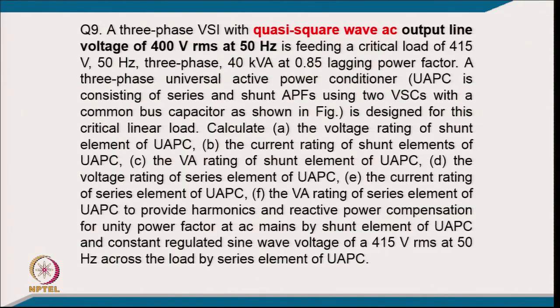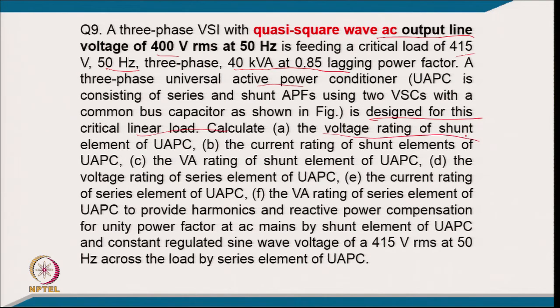So, coming to the ninth numerical problem, a 3-phase voltage source inverter with a Cauchy square wave AC output line voltage of 400 volt RMS at 50 Hz is feeding a critical load of 415 volt, 50 Hz, 3-phase, 40 kVA, 0.85 lagging power factor load. A 3-phase universal active power conditioner is designed for this critical non-linear load.